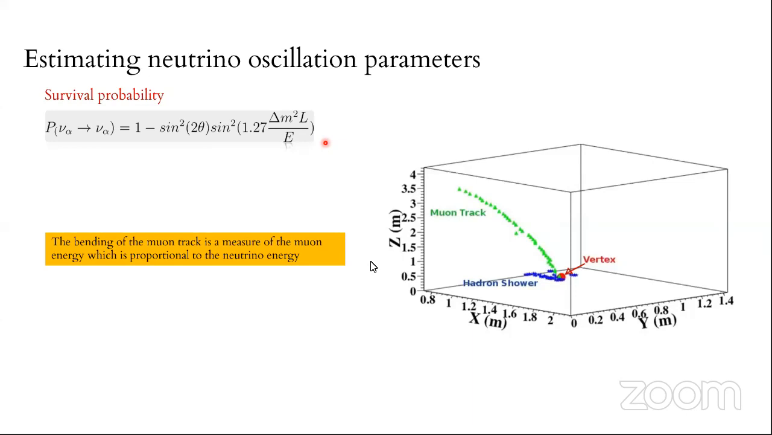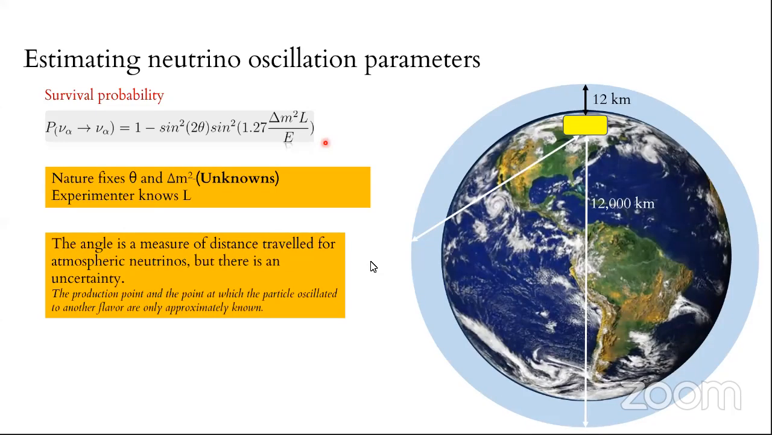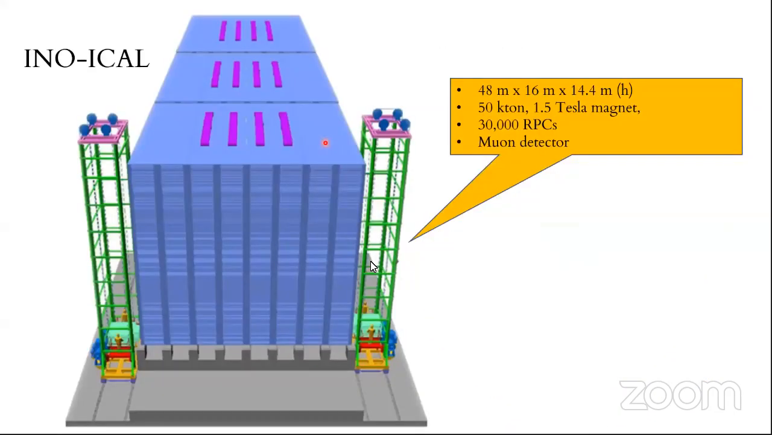Now, the next question I want to answer is, why do we have this magnetic field? This magnetic field is required to distinguish between neutrino interactions and anti-neutrino interactions. When a neutrino interacts, it produces a mu minus. When an anti-neutrino interacts, it produces a mu plus. And in the presence of a magnetic field, these two particles will move in opposite directions, and from which we can tell whether the interaction was from a neutrino or an anti-neutrino. And this is one of the unique capabilities of this INO-ICAL.